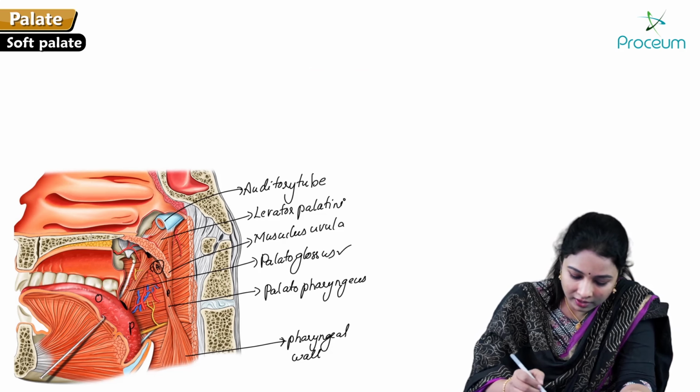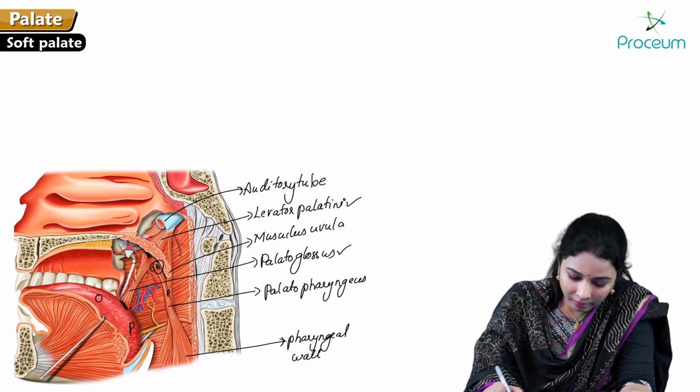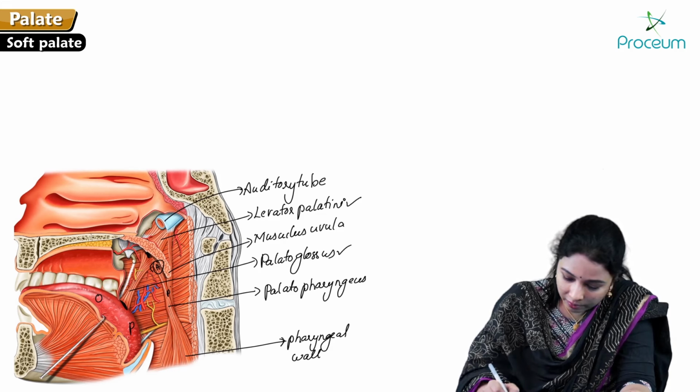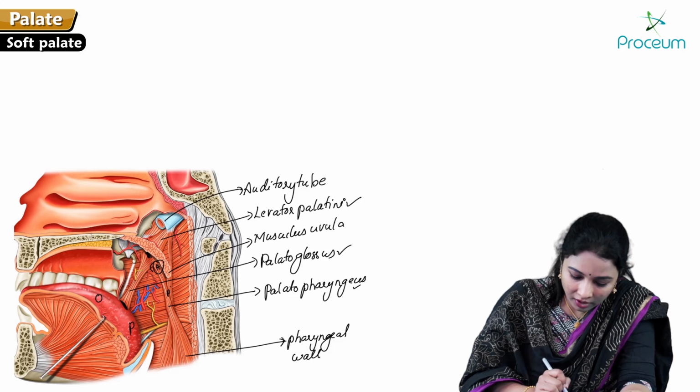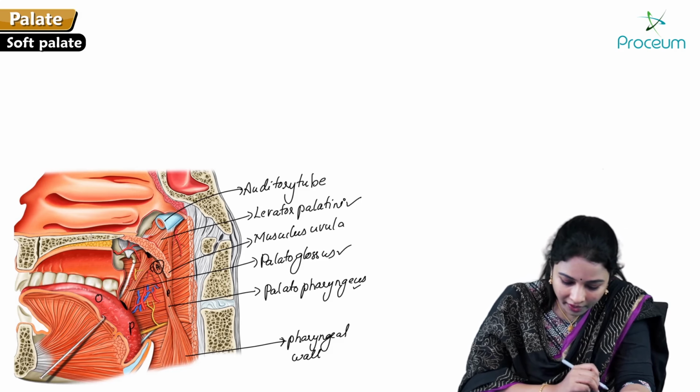Here we can understand again, this is levator veli palatini, this is palatopharyngeus, and here is the palatoglossus, and we can see the uvula overhanging.